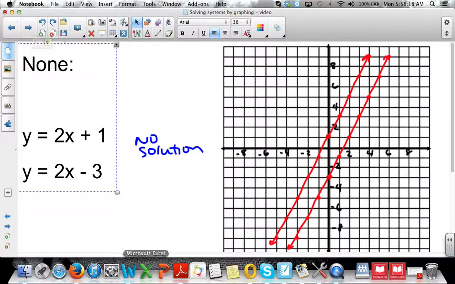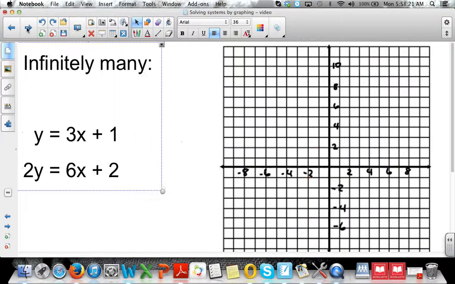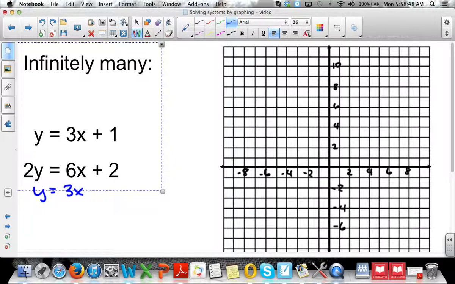Okay, now the last one's a little bit weird, and we won't come across it very often. If there's infinitely many solutions, that means it's exactly the same line, just twice. And so, like, I have y equals 3x plus 1 here. The line below it, 2y equals 6x plus 2, it's really the same line. All of the numbers are just multiplied by 2. So I can rewrite the second line. If I divide everything in that equation by 2, I will end up with just y equals 3x plus 1, just like the first line.